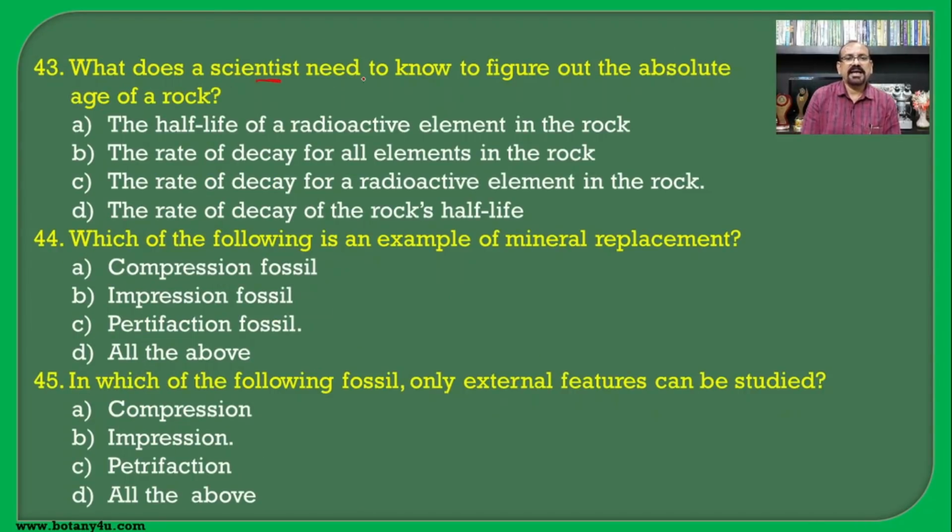What does a scientist need to know to figure out the absolute age of the rock? If you see the absolute age of the rock determination by the different scientists who are engaged in paleobotany or paleogeology, it is the rate of decay for a radioactive element in the rock. So on that basis the age can be identified, and hence C is the correct answer for this question.